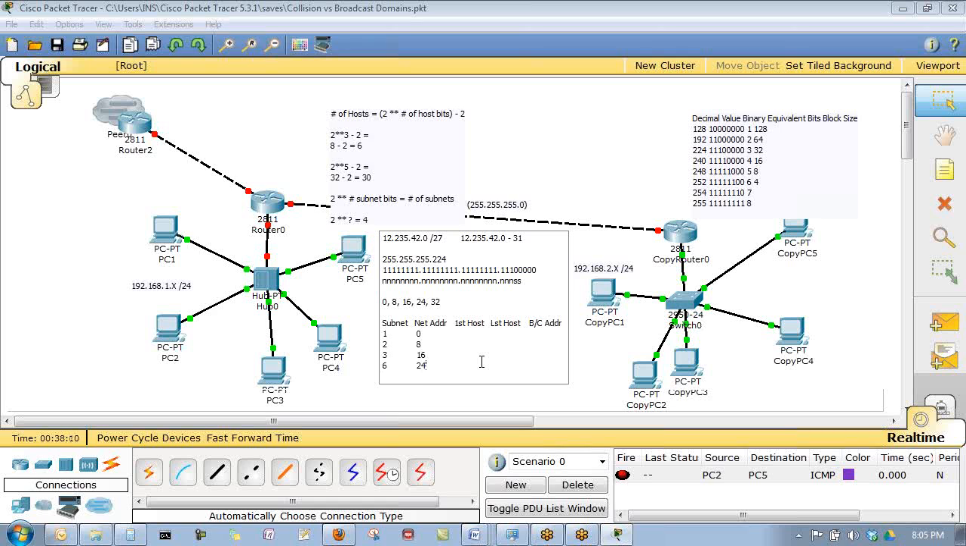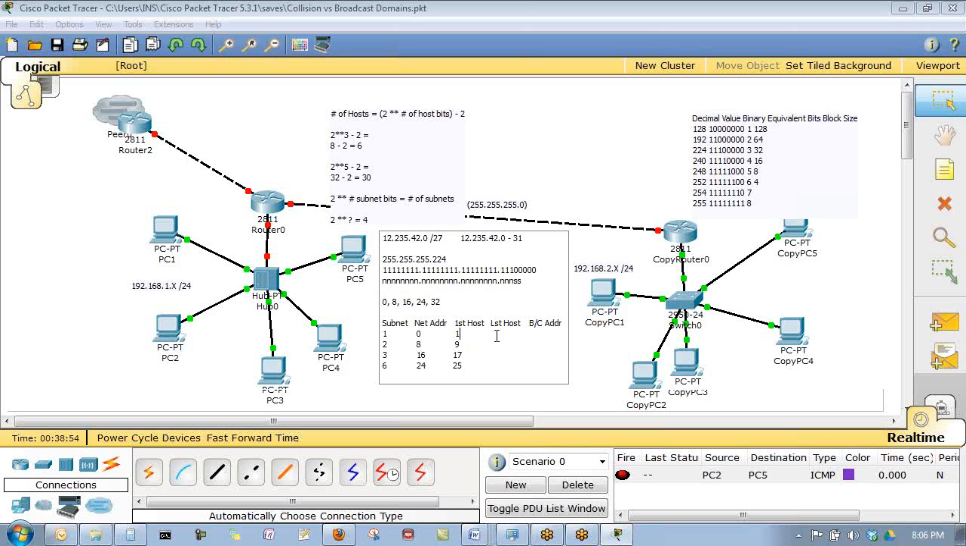Now, the first host is always one above the network address. So the first host for my first subnet is going to be what? What's the address for the first host? 1. Very good. For my second subnet, my first host is going to be 9. For my third subnet, my first host is going to be 17. And then finally, for my fourth subnet, my first host is going to be 25. Thank you, Tremaine. Very good.